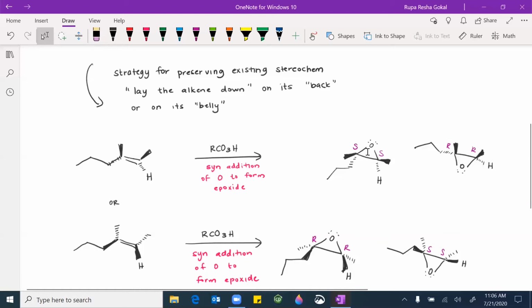And you create two enantiomers here. You create the SS and the RR. When you form two chiral centers, how many possible stereoisomers can you have? 2 to the 2 is 4. But because this was a stereospecific double bond, I only end up with 2 of the 4 possible stereoisomers.